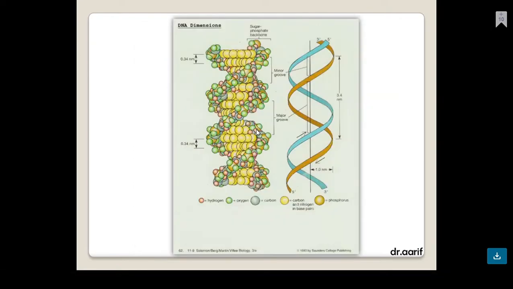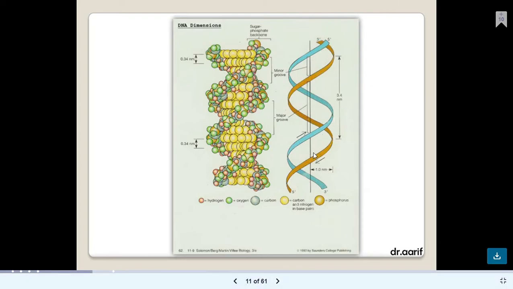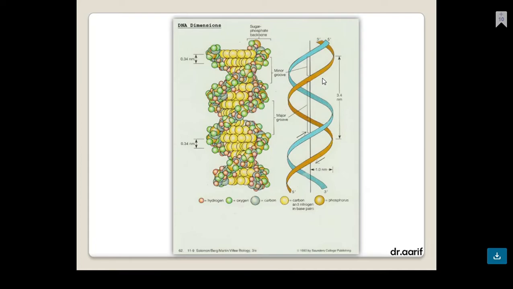So you can see the dimension of the DNA right here. As I told you earlier, you have one end which is the 5' to 3', and you have the 3' to 5'. So one will be the leading strand, one will be the template strand, and another one will be the complementary strand. So one strand will be acting as a code sequence for the protein.